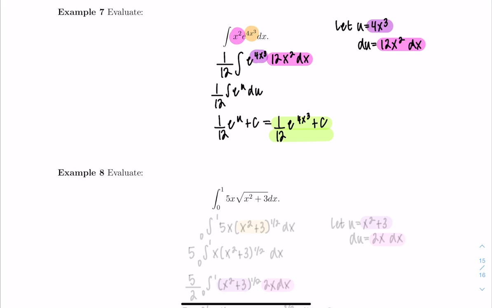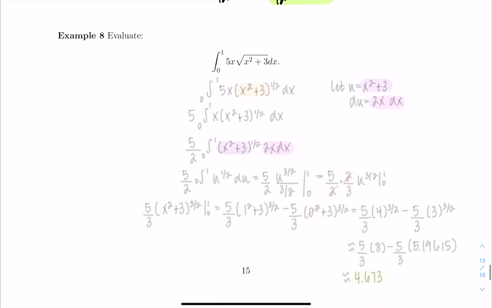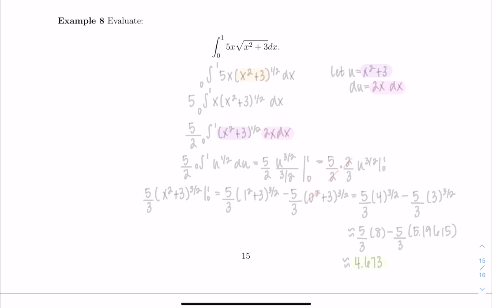And the last one. Now we have a definite integral. The rest of these were indefinite. So from 0 to 1, we want to find the integral of 5x times the square root of x squared plus 3 dx. So I'm going to rewrite this. That's the integral from 0 to 1 of 5x times x squared plus 3 to the 1/2 power dx.